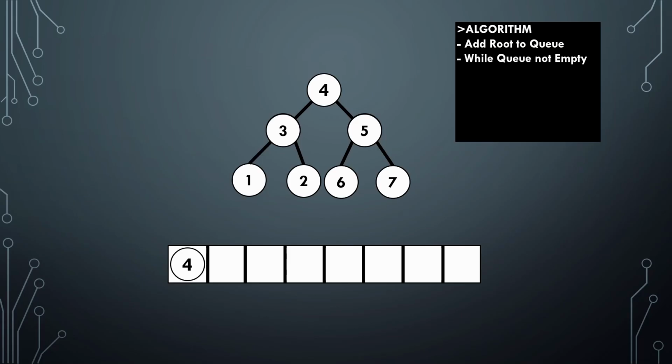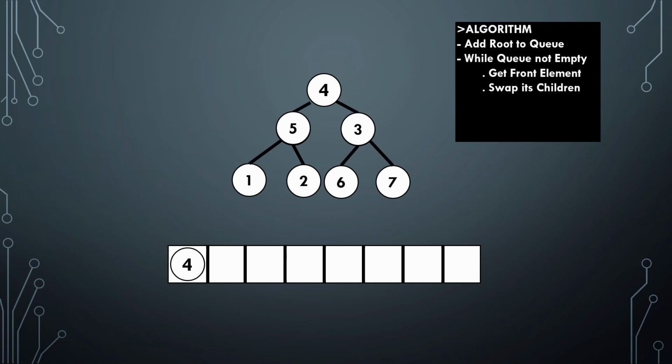What I want to do is take the front element of the queue and swap its left and right nodes, or its left and right children. So 4 has elements 3 and 5 as its children, right? So what we can do here is simply swap them, and that's it.